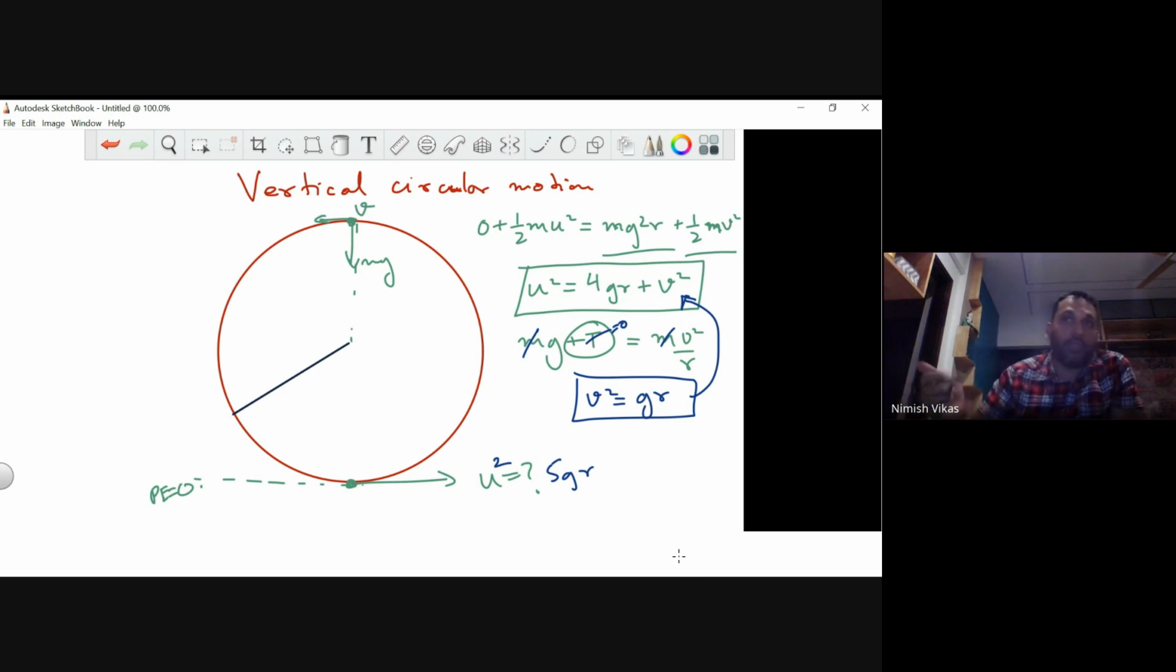So what should be the velocity at the bottom such that at the top there is a minimum tension of, say, 2mg or something like that? Then instead of putting T equal to 0, you'll put T equal to 2mg and do it. That means they are just testing whether you have mugged up 5gr or you know the concept. Is that clear? That's your vertical circular motion. Any doubt? If you have, ask.